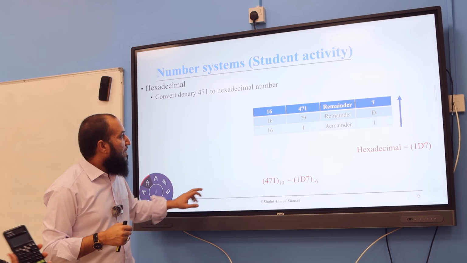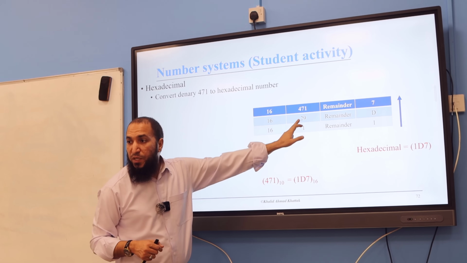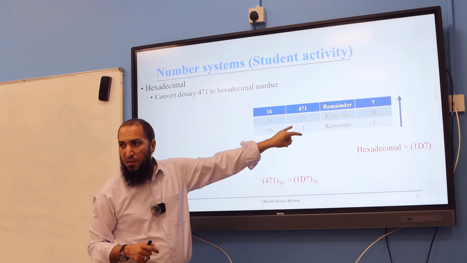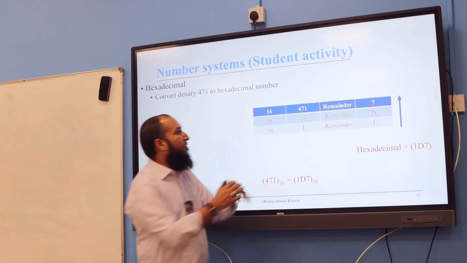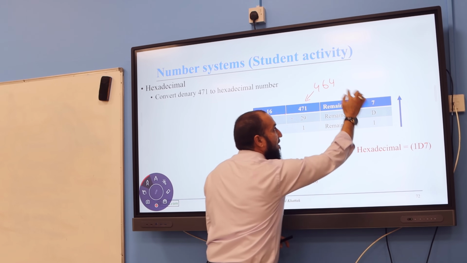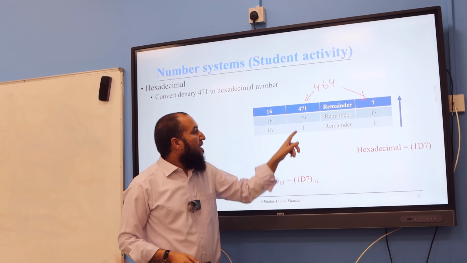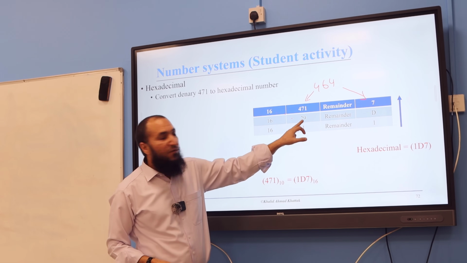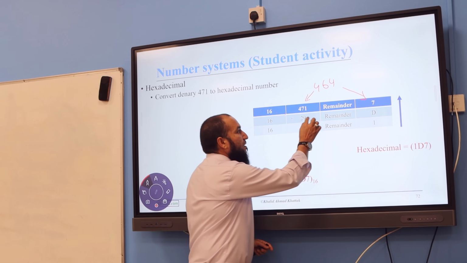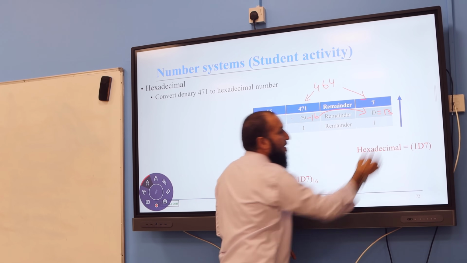What we do is we divide this number by 16. The whole number we get is 29. How do you find the remainder? Multiply these two, that should give us 464, and subtract this from here, you will get 7. Similarly, we divide this by 16, we get 1 whole number. And this multiplied by 16, take away from 29, is going to give us a remainder of D, which is equal to 13.